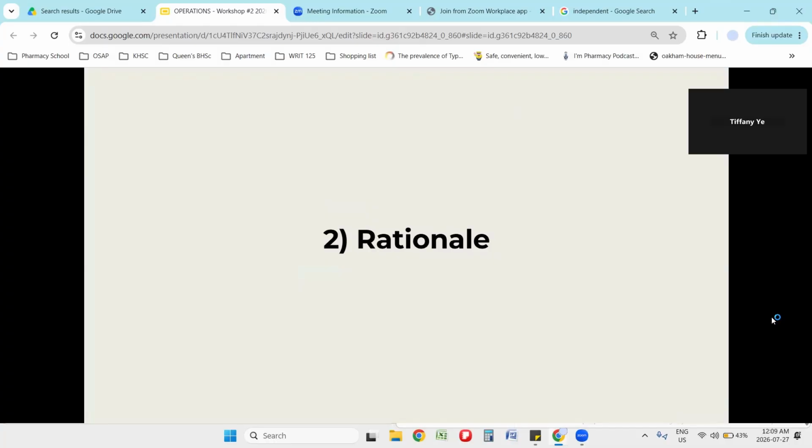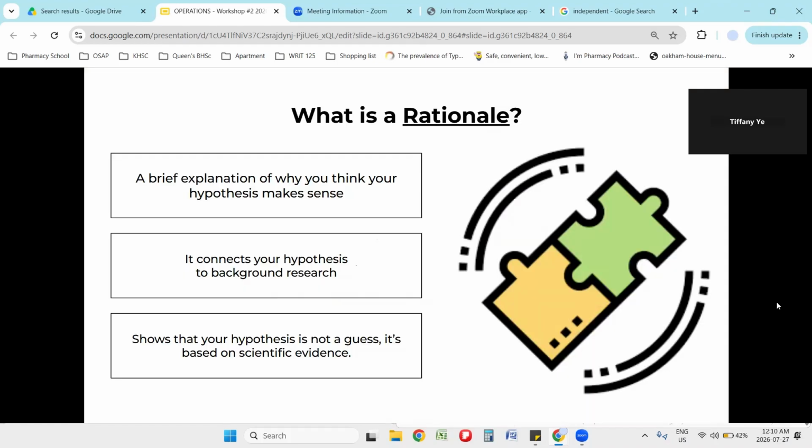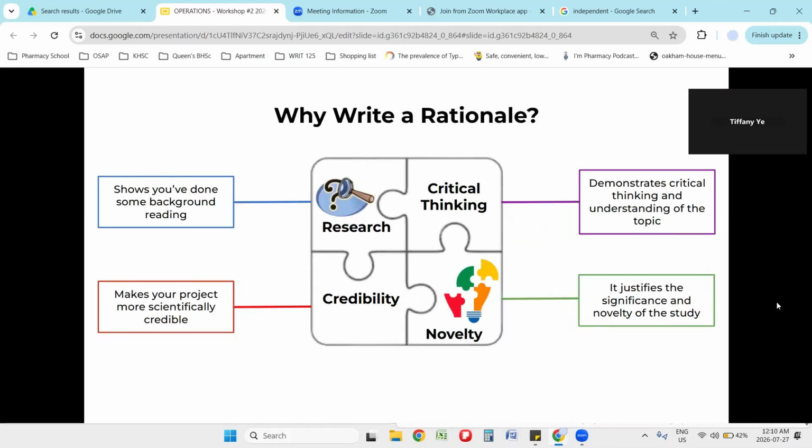So let's move on to the second aspect or learning outcome of today's workshop, which is learning about a rationale. A rationale is essentially a brief explanation of why you think your hypothesis makes sense. It connects your hypothesis to background research and it shows that your hypothesis is not a guess, it's based on scientific evidence.